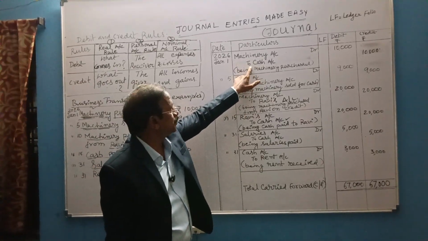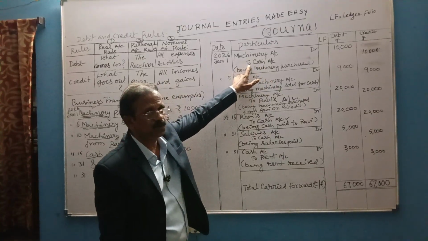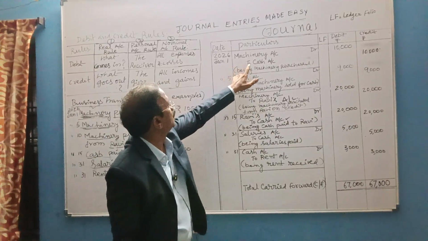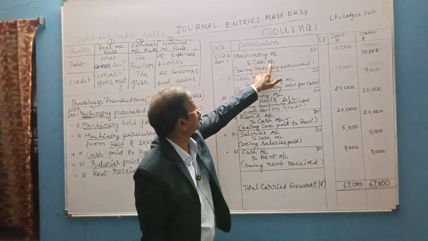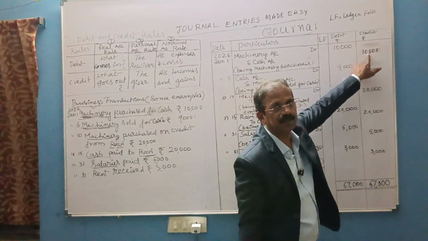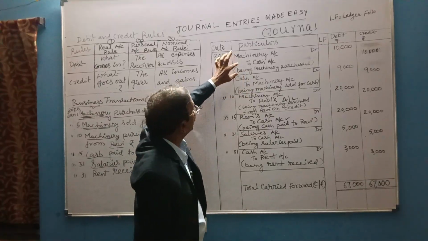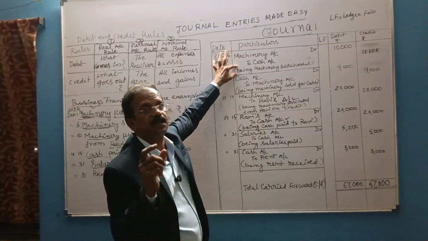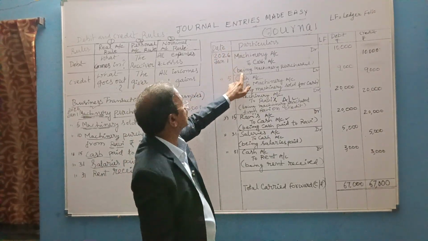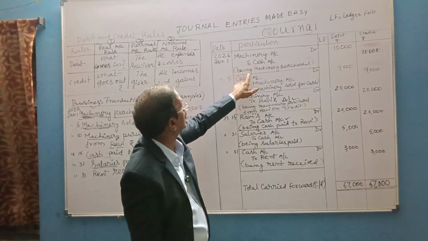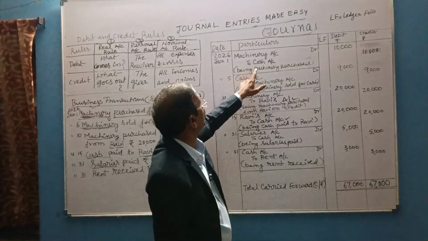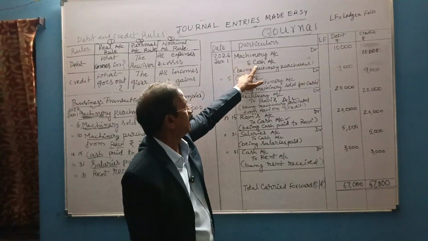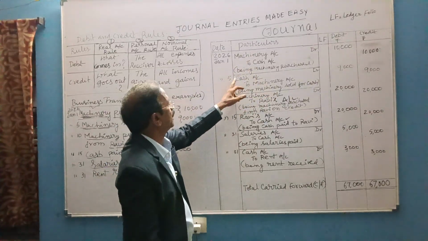So you must write 'To cash account'. To the word 'To' you have to leave some gap. You don't start here, you have to start here. To cash account. After that, write the amount here. Then you need to give some explanation for this debit and credit. That explanation is called narration. This narration starts with the word 'being'. Being means because of. Being machinery purchased: because of machinery purchased, we debited machinery and we credited cash. Then you draw a line.